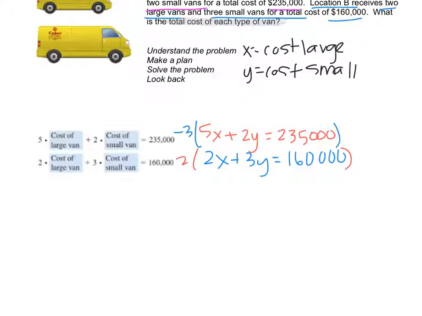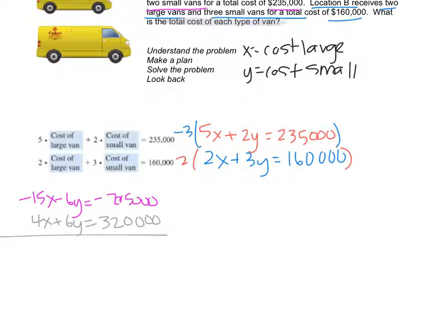So the first one is going to be -15x - 6y. Definitely need a calculator for that. 235,000 times 3. So that's -705,000. And then the bottom equation becomes 4x + 6y = 160,000 times 2. Oh, duh, that's 320,000.